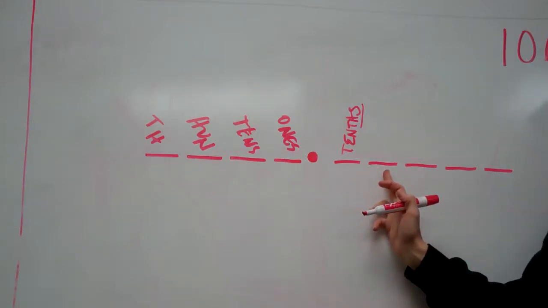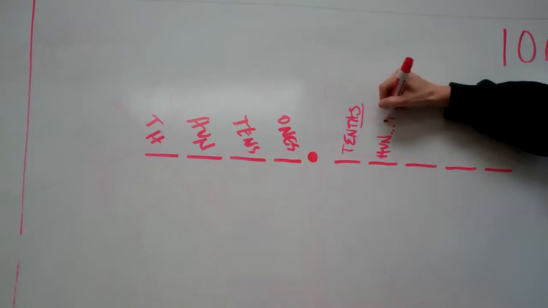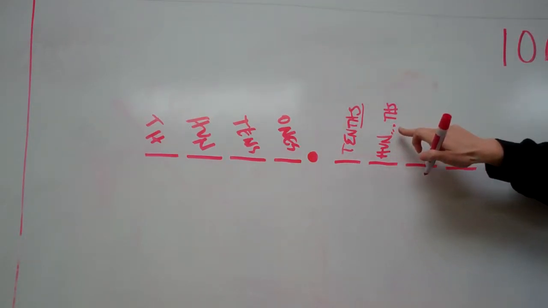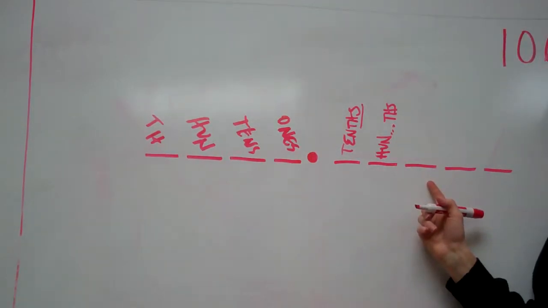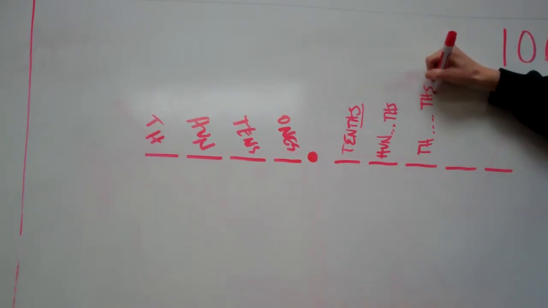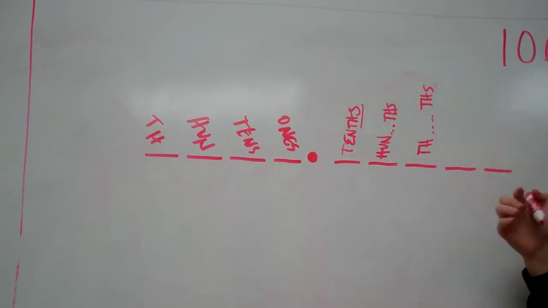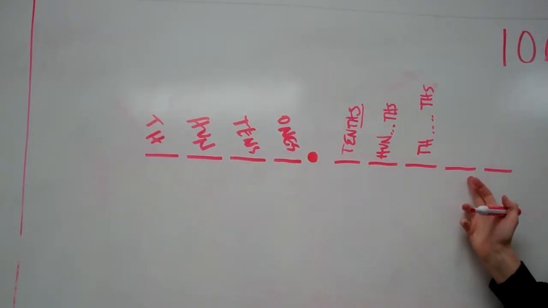What's this one? Hundredths. Does everybody see what I'm doing? Hundredths. Thousandths. It's THTHS. I'm just kind of briefly going over it. Okay, this one is? Ten thousandths.